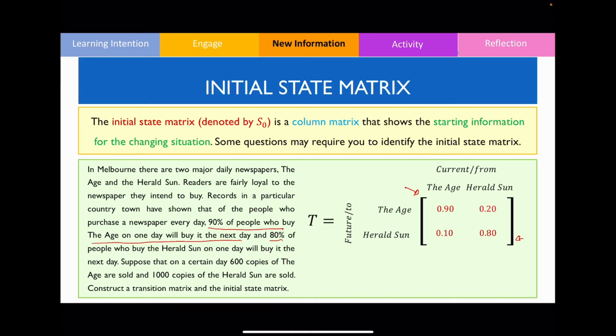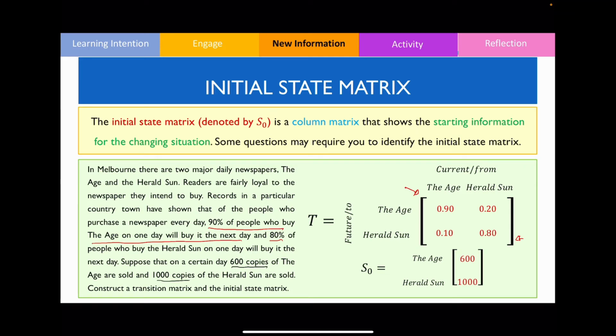To create our initial state matrix, it needs to be a column matrix, so therefore it's going to have an order of 2 by 1. And in the paragraph, it says 600 copies of The Age were sold and 1,000 copies of The Herald Sun are sold. So I'm going to put 600 and then 1,000 down below.